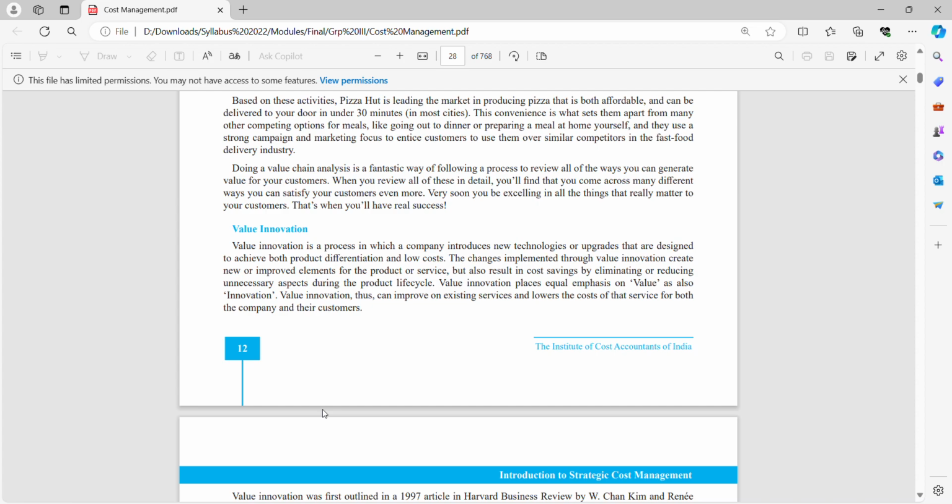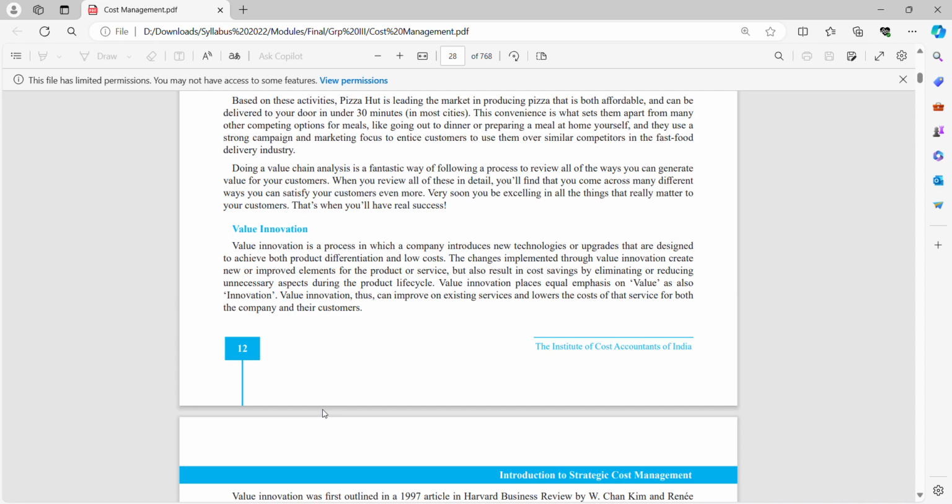Value innovation is a process in which a company introduces new technology, gives new information, and upgrades designs, so that they are designed to achieve both product differentiation and low cost. So a company will introduce new technologies, will upgrade, and will form its design in such a way that there will be product differentiation and low cost.